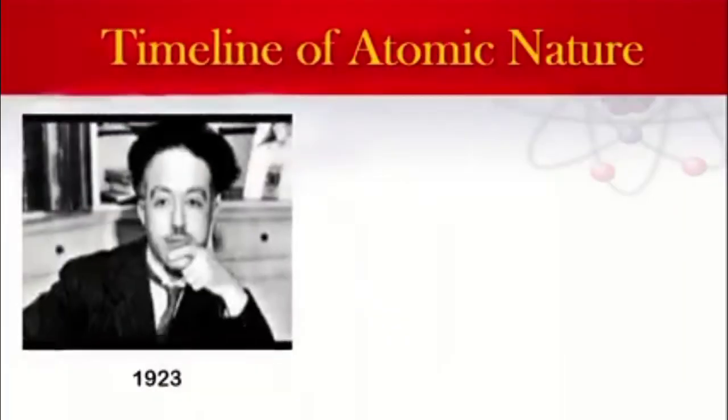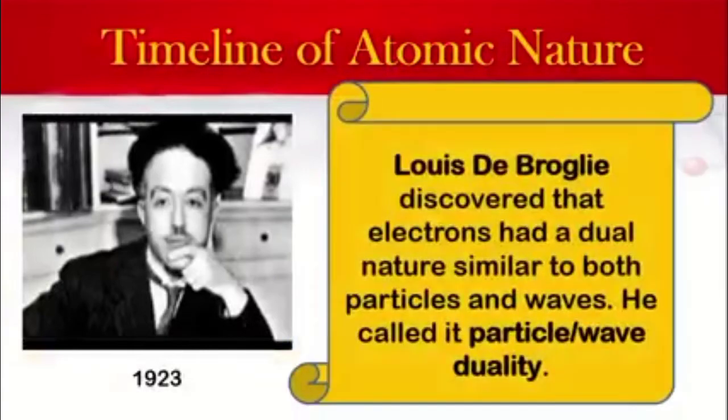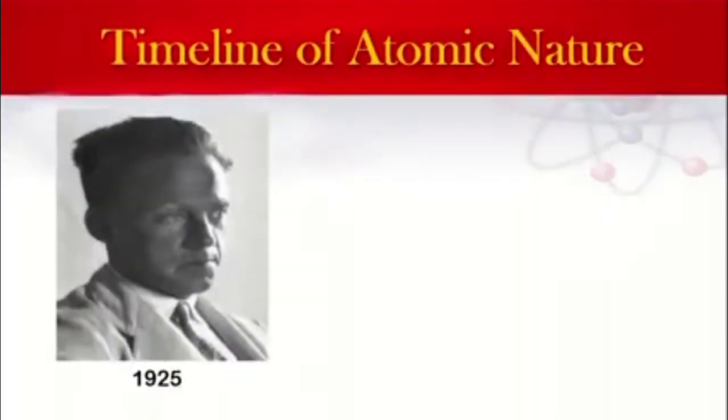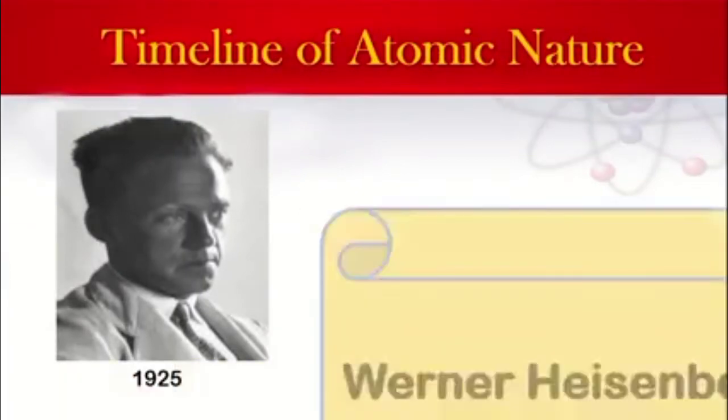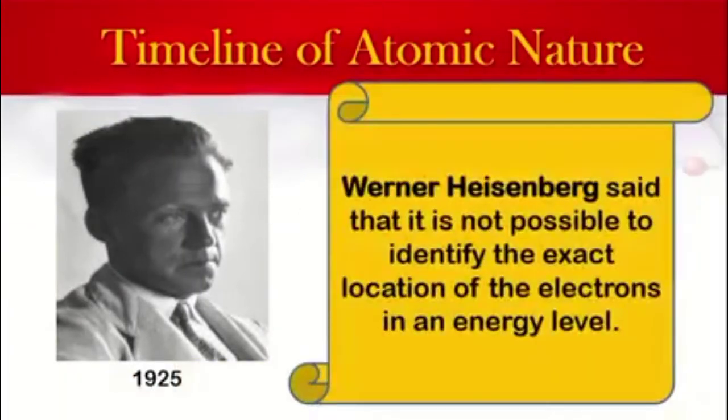In 1923, Louis de Broglie discovered that electrons had a dual nature similar to both particles and waves. He called it the particle-wave duality. Then in 1925, Werner Heisenberg said that it is not possible to identify the exact location of the electrons in an energy level.